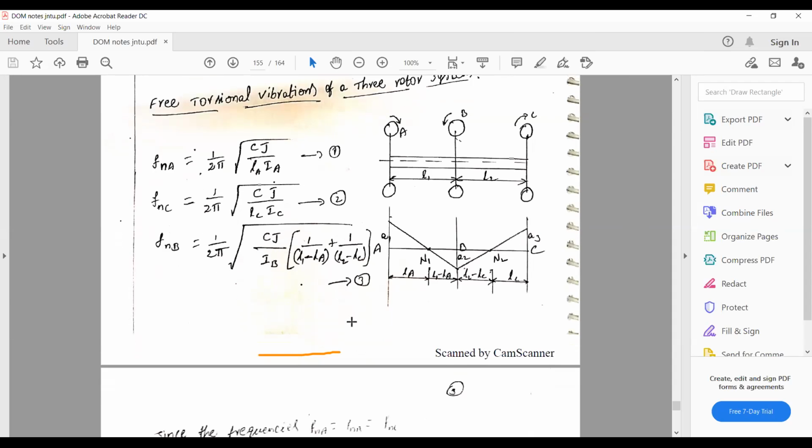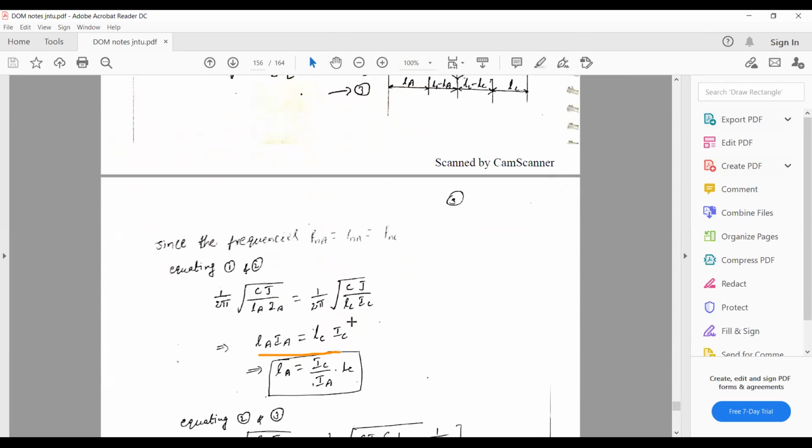Now, equating 1 and 2, since the frequencies are equal. Why? Because those three rotors are arranged on the same shaft. That's why those frequencies are taken as equal. So that is FNA equals FNB, sorry, FNB equals FNC. So now we are equating 1 and 2.